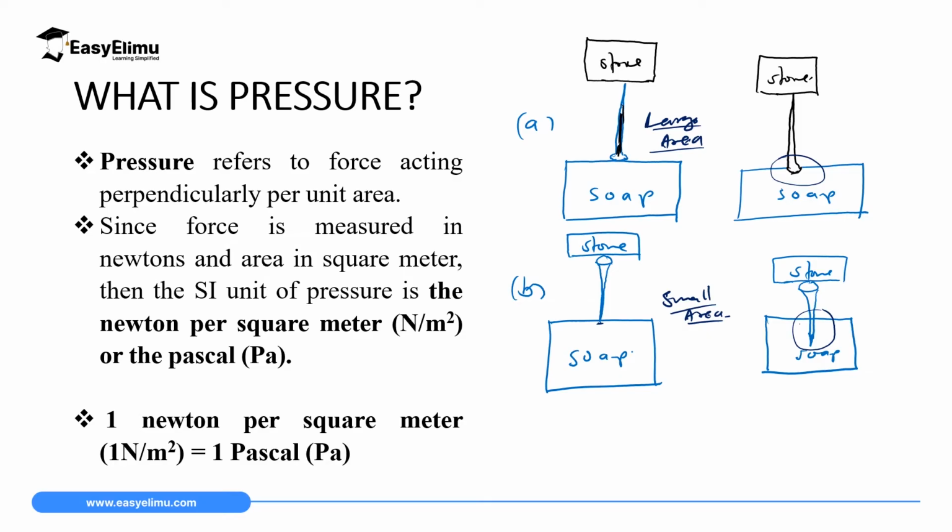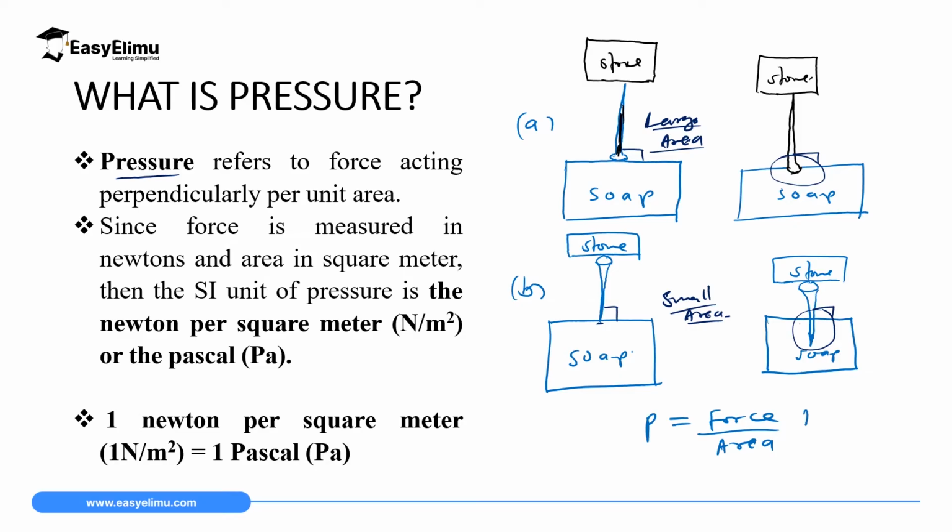The pressing or penetrating effect of a force is what we call pressure, and we define it as the force acting perpendicularly, meaning at 90 degrees to the surface, per unit area. Now we can derive this equation: pressure is equal to force per area, acting perpendicularly, per unit area.